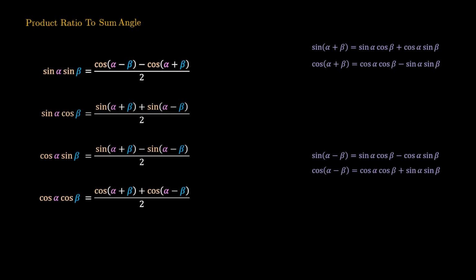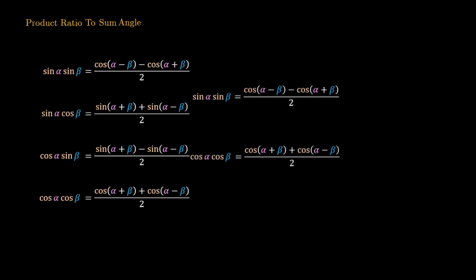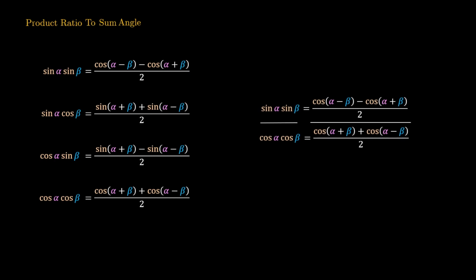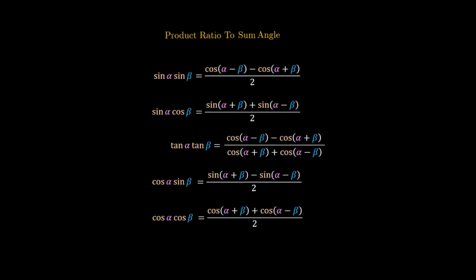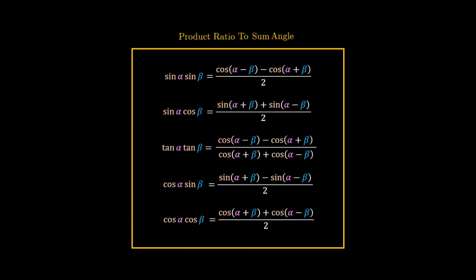Now, for a moment, if we take out the sine times sine and the cosine times cosine, and we take the ratio between them, then we can arrive at tangent times tangent, where now if we cancel out the 2's, it simplifies to this. And now we have 5 identities for product of ratios to sum of angles, where technically it is sum and difference, because we have sums of angles and also differences of angles.